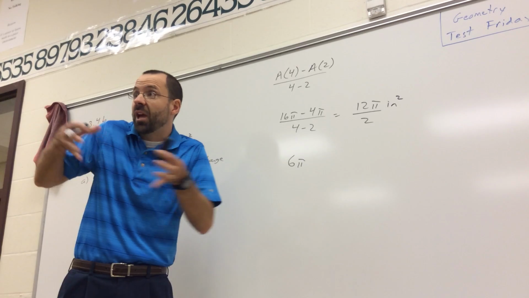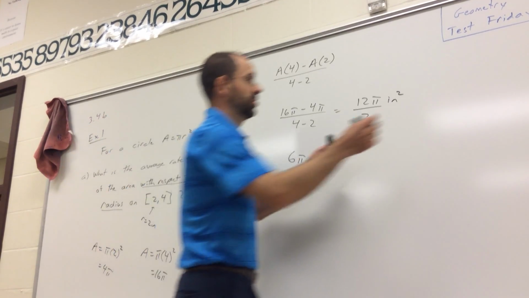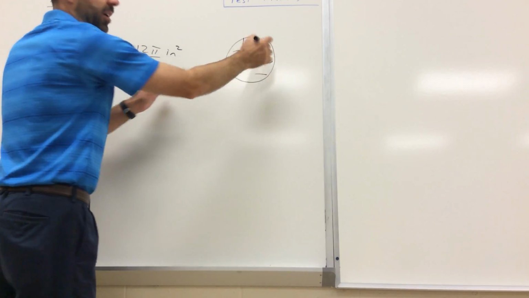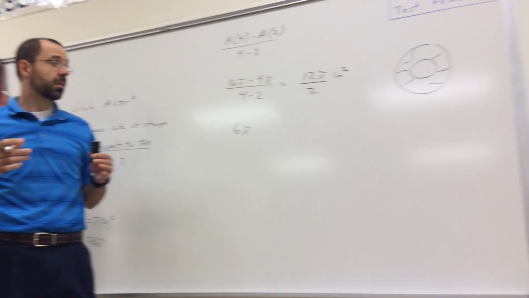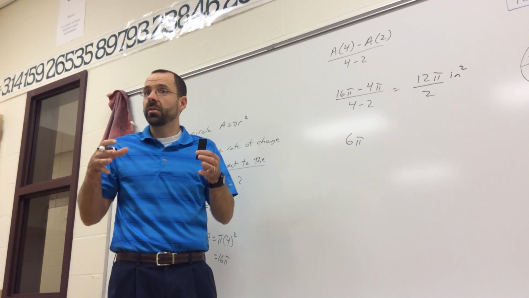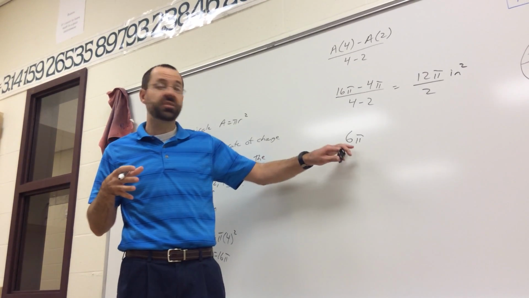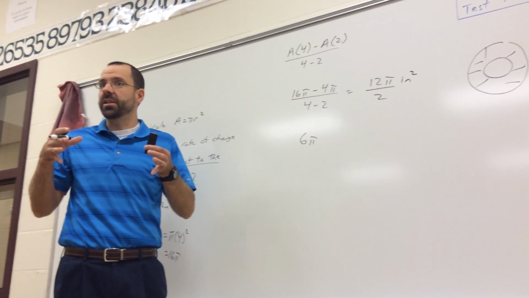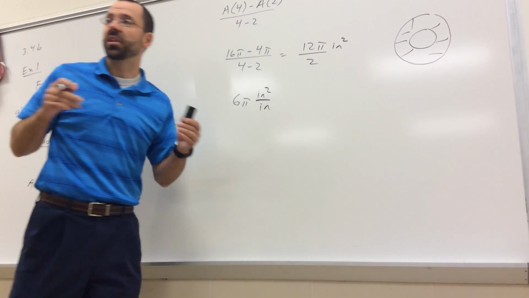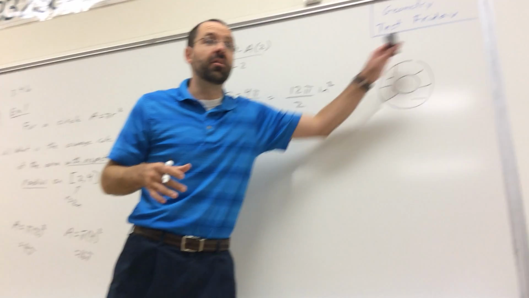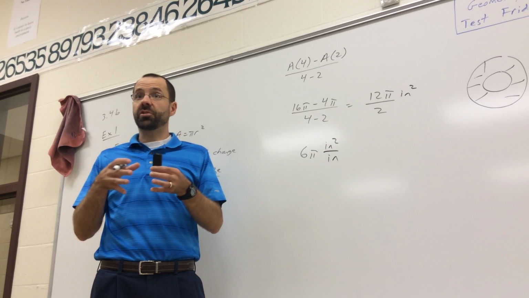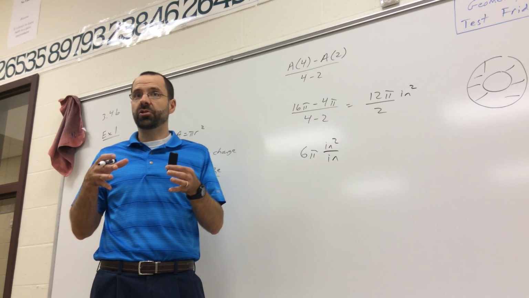Used to be a radius of 2, now it's a radius of 4. So the picture is, here's the old circle, here's the new circle. There's an extra 12 pi of area out there, right? And that happened over 2 inches of extra radius. So on average, we got an extra 6 pi square inches for every inch. So let me say that again. There's an extra 12 pi of area out there, right? And that happened over 2 inches. So we got an extra 6 pi per inch.